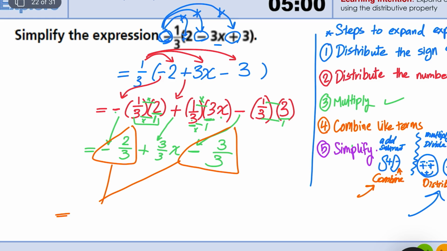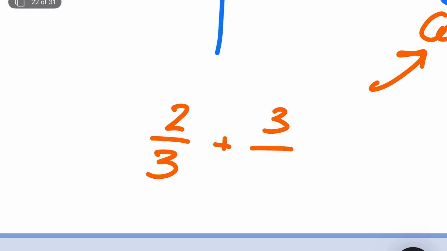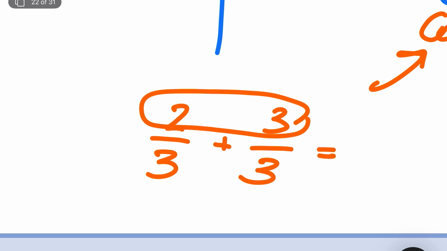Same signs, add. Both of them are negative, so I have to add them: 2 over 3 and 3 over 3. On the side, just add 2 over 3 plus 3 over 3. Remember, to add fractions, we only add the numerators, not as in multiplication. In multiplication, we do both sides, numerators and denominators. But in addition, we only add the numerators.